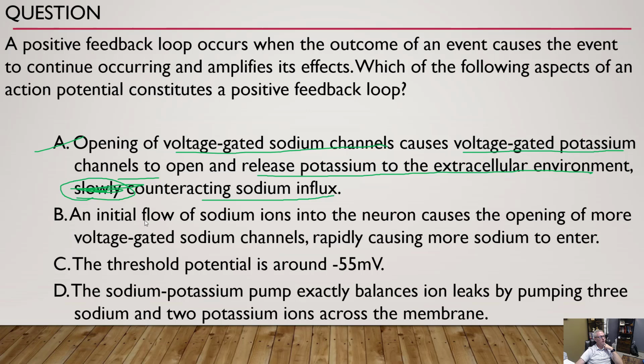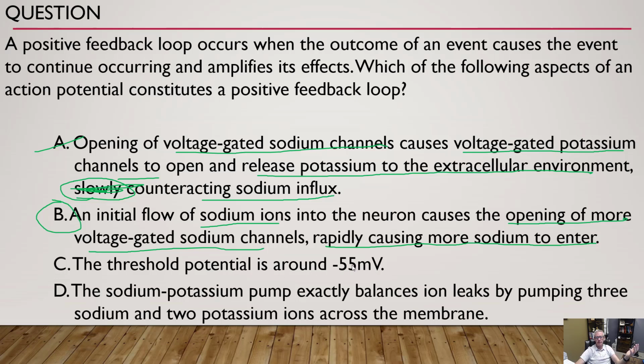Answer B, initial flow of sodium ions into the neuron causes the opening of more voltage-gated sodium channels, rapidly causing more sodium to enter. That's what we see in depolarization. We have sodium ions, more sodium, more sodium, more sodium, more sodium. So that's going to be our answer. That's a positive feedback loop.